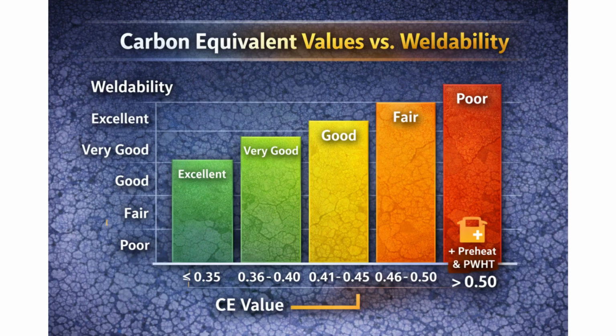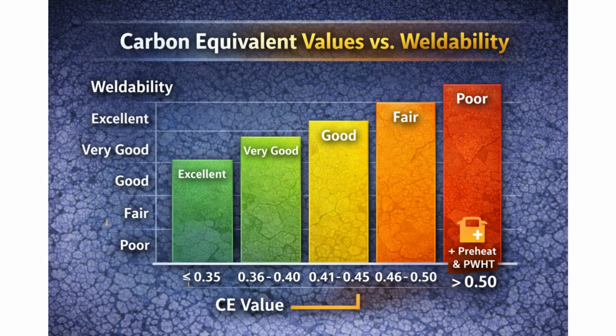As the carbon equivalent value increases, weldability decreases. When the carbon equivalent is up to 0.35, the steel has excellent weldability, and in most cases, no preheating is required. When the value falls between 0.36 and 0.40, weldability is still very good, with only minimal precautions needed. If the carbon equivalent is between 0.41 and 0.45, weldability is considered good, but some care during welding is recommended. When the value rises to 0.46 up to 0.50, weldability becomes fair, and preheating is often required to avoid cracking.